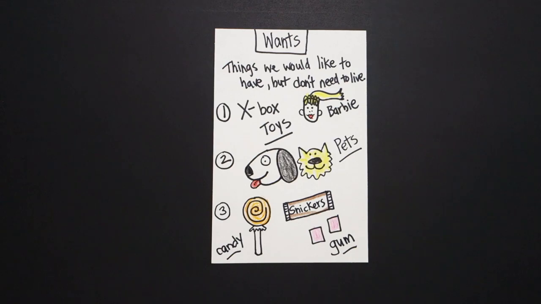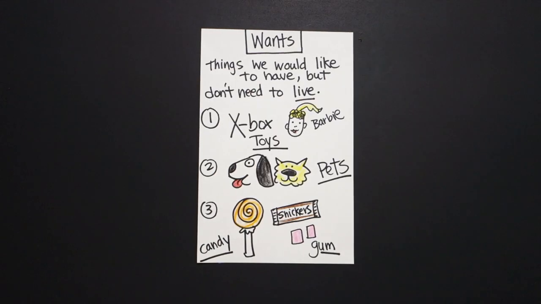Okay, let's see what this looks like all colored in. Okay, here is my list of wants, things I would like to have, but I don't need to live. So what you need to do is go back to part one, put it next to part two, and see what's the difference between needs and wants.